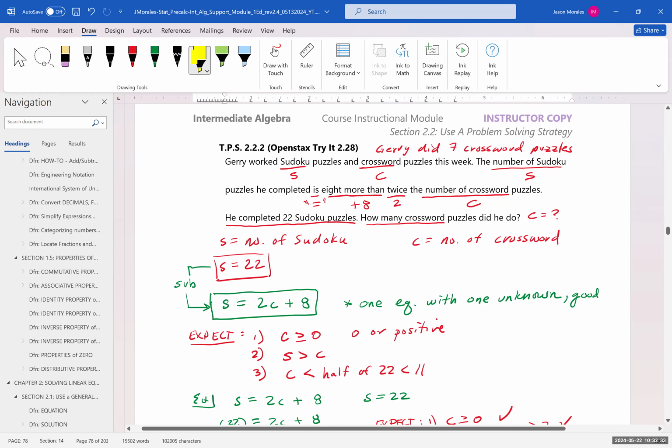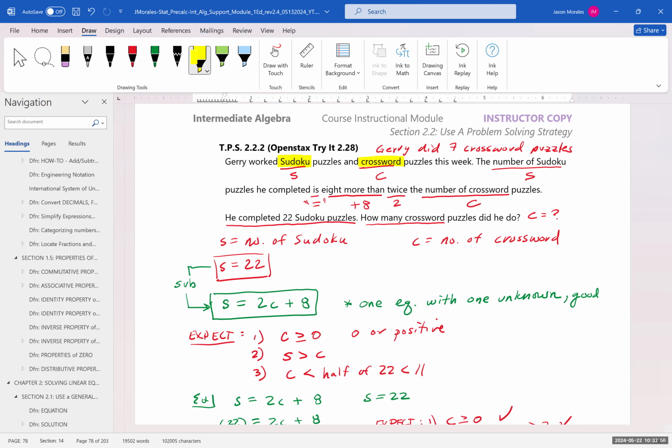Okay, so this problem says Jerry worked Sudoku puzzles and crossword puzzles this week. The number of Sudoku puzzles he completed is 8 more than twice the number of crossword puzzles. He completed 22 Sudoku puzzles. How many crossword puzzles did he do? So again, we're talking about Sudoku and crossword puzzles.